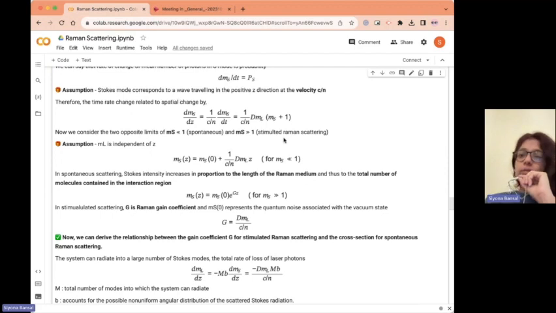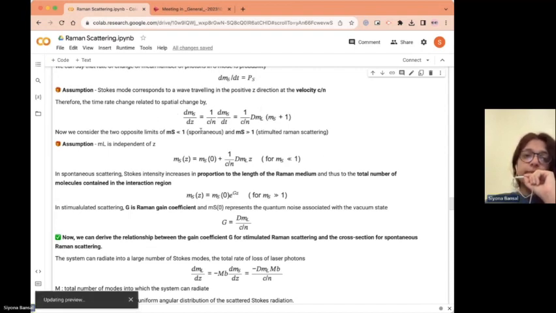If we now assume that a Stokes mode corresponds to a wave traveling in the positive z direction at the velocity c by n, where n is the refractive index, we can say that the spatial growth rate of the mean number of photons in the Stokes mode is equal to the time rate of change of the mean number of photons in the Stokes mode divided by the velocity, which is c by n. So our net formula becomes this.